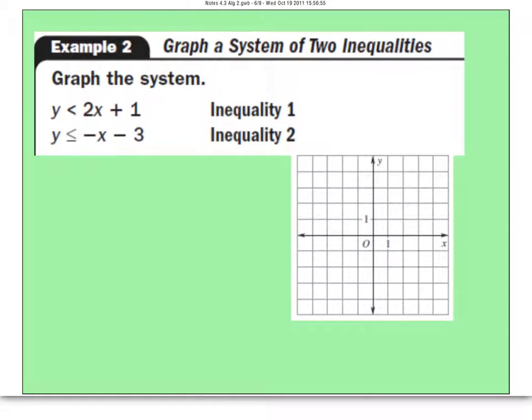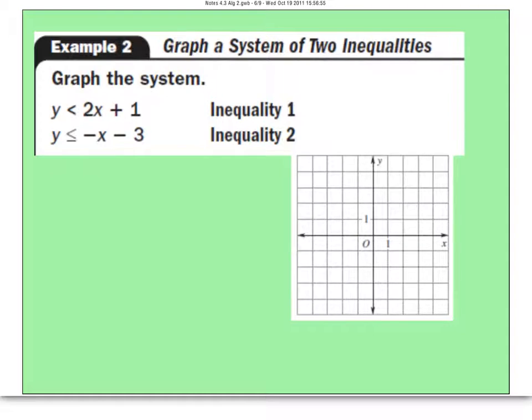In 4.3b, we're going to solve a system of inequalities. It's very similar to the prior section where you graph an inequality, but all you do is graph all the inequalities they give you on one piece of graph paper, and you see where they all overlap, and that will actually be your answer. So let's get started here.